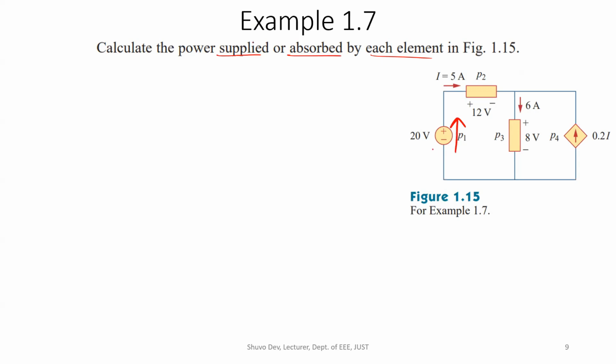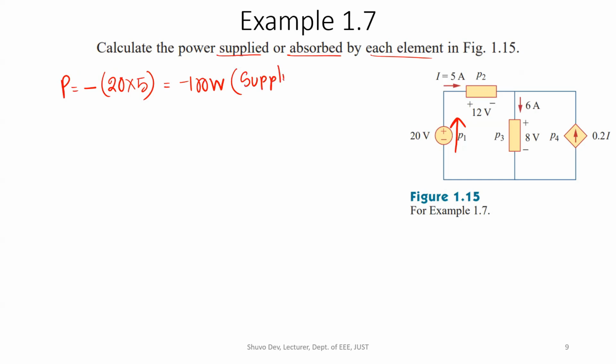So here you can see, for P1, current is entering the negative terminal. As current is entering the negative terminal, what will happen? It will supply the power. So P1 will be negative. P is equal to V into I. Voltage is 20 volt and current is 5 ampere. That is minus 100 watt. So this 20 volt voltage source is supplying the power.